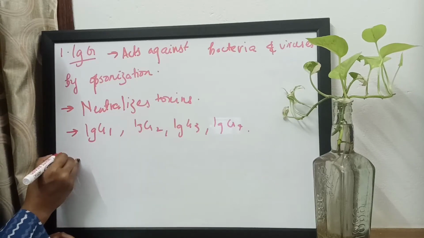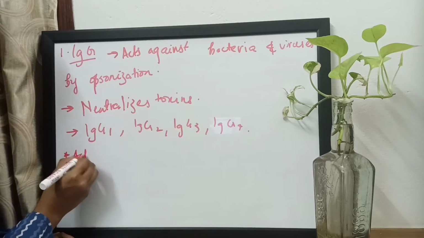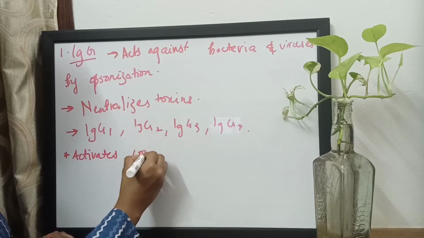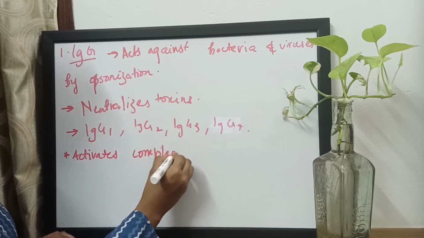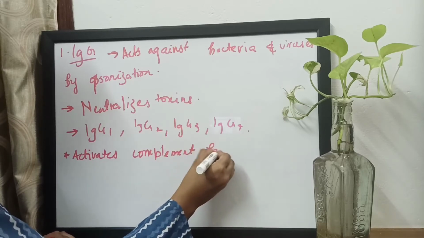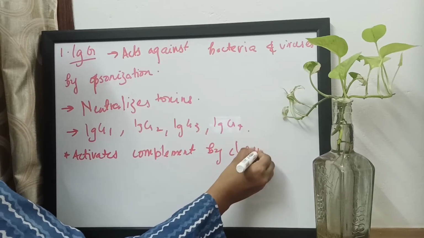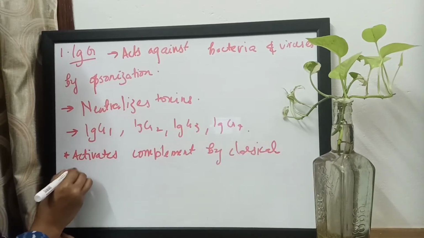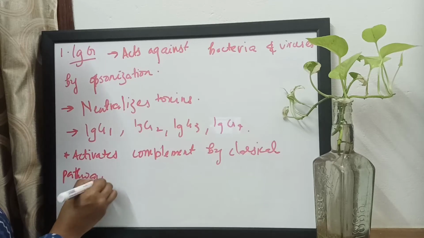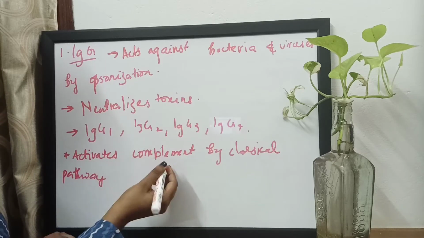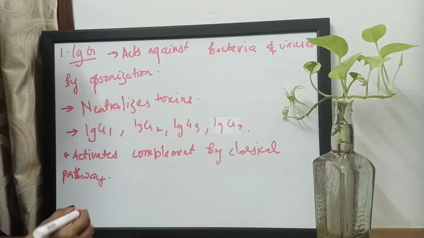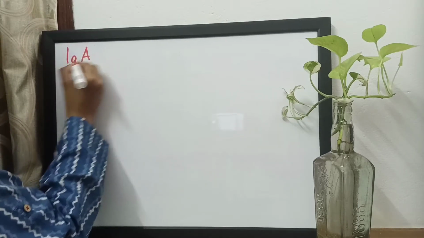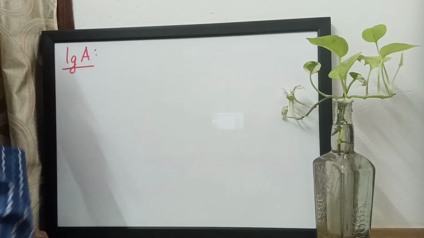Now, another important point, it activates complement. It activates complement by classical pathway. We know there are 2 pathways, that's the classical pathway and the alternate pathway. So the IgG activates complement by classical pathway. Now we're going to look into IgA, the second part of the mnemonic.